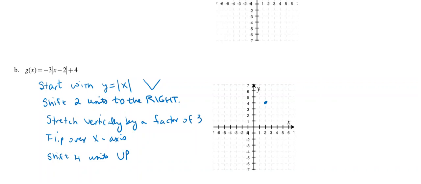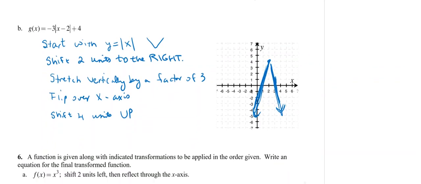And if you just follow, we multiplied everything by 3, we flipped it over, we get something like this. So as long as you describe the steps correctly and you have the right shape of the graph, you'll be fine.